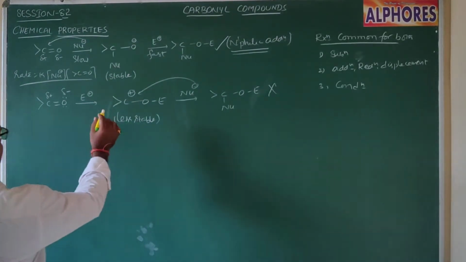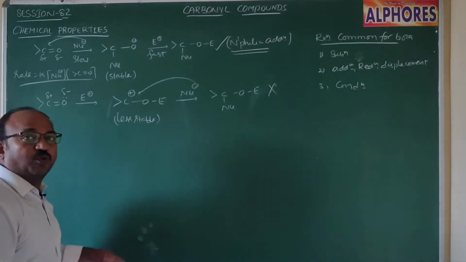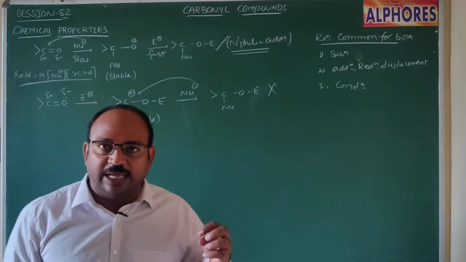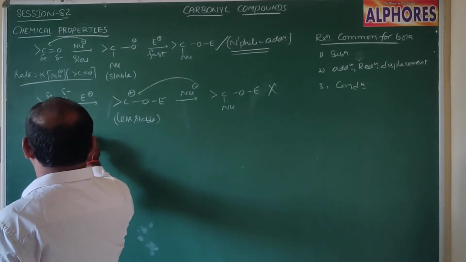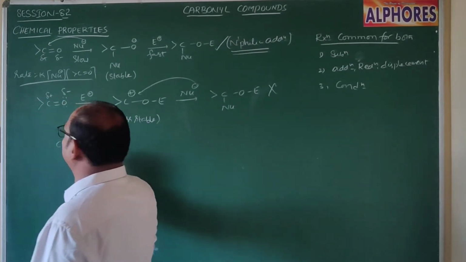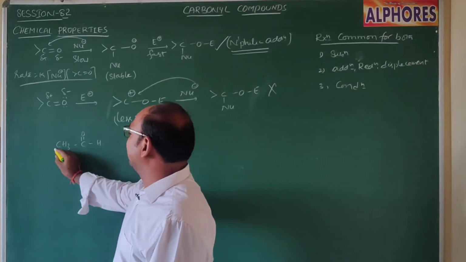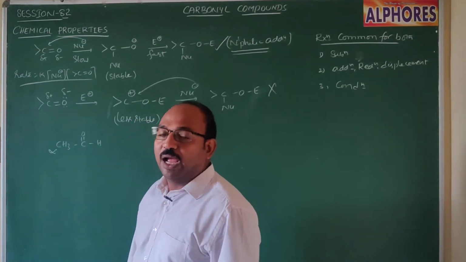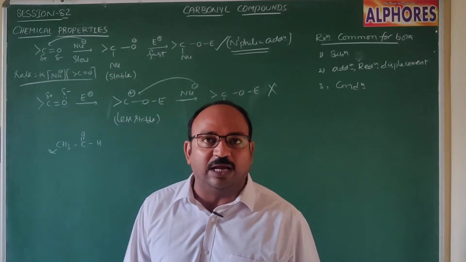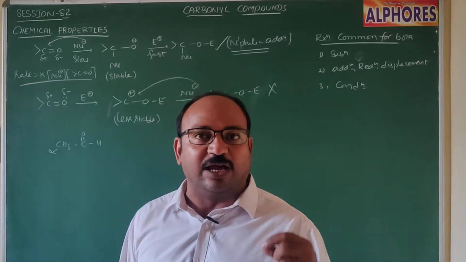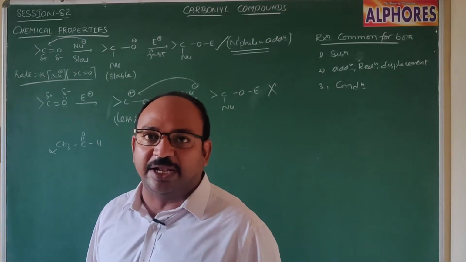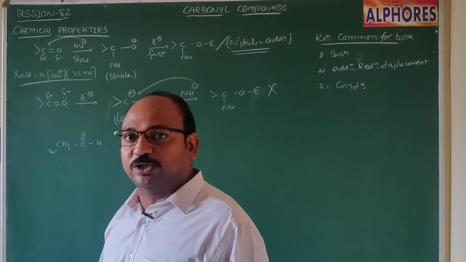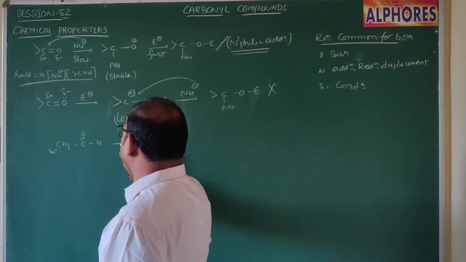Beyond this nucleophilic addition reaction, carbonyl compounds show one more type of reaction. In the case of aldehydes or ketones, with respect to the C=O group, this carbon is what we call the alpha carbon. Alpha carbon containing hydrogens are labile hydrogens, also called enolizable hydrogens.